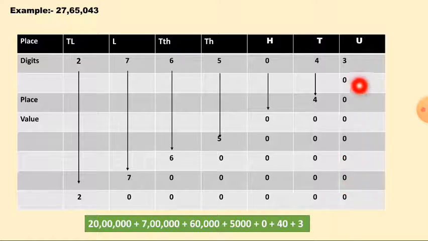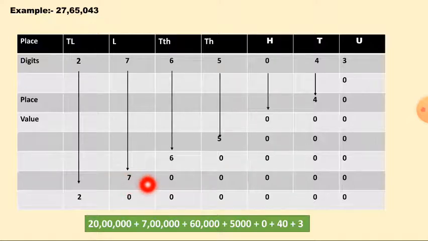Now students, 3 we have written as it is. Then at the tens place 4 is there, but it has to be written as 40. So here is the expanded form of the number 27,65,043. See, down in the green column, 20 lakh is there. How many zeros are there? 1, 2, 3, 4, 5, 6.